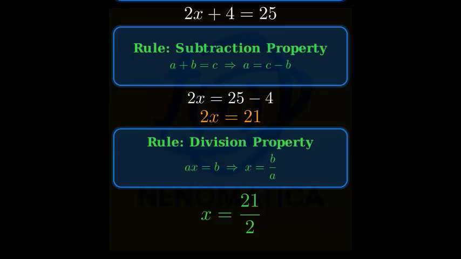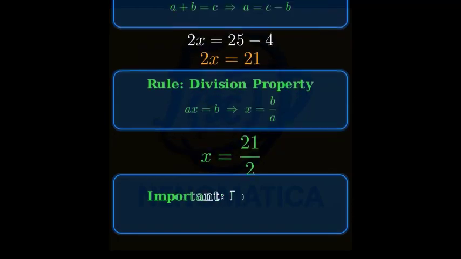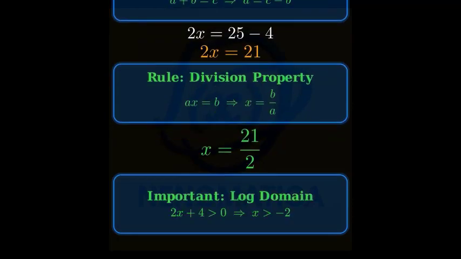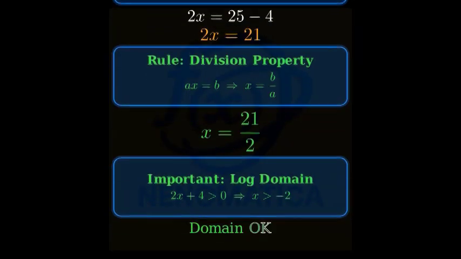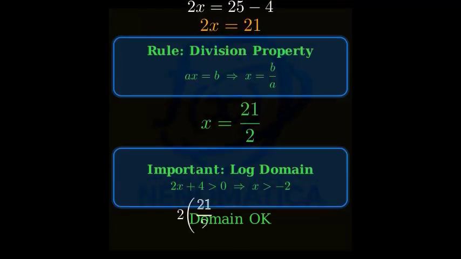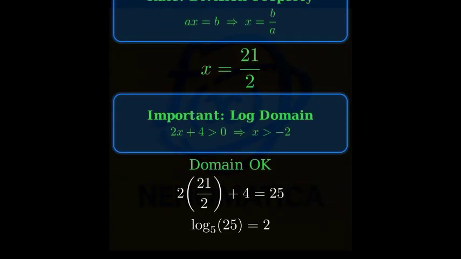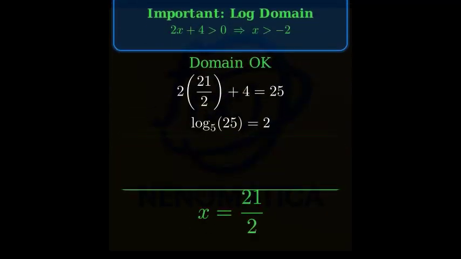Always check the domain of a logarithm. The argument 2x plus 4 must be positive, so 2x plus 4 is greater than 0, which means x is greater than -2. Our solution x equals 21 over 2 satisfies this condition. Quick verification. Plug in: 2 times 21 over 2 plus 4 equals 25, and log base 5 of 25 equals 2. Final answer: x equals 21 over 2.